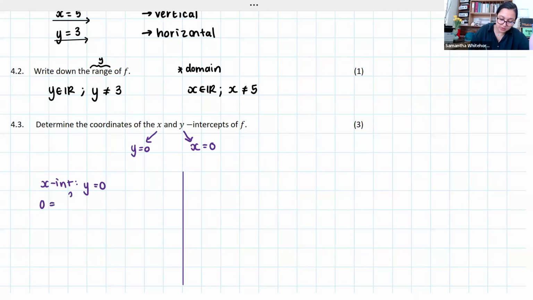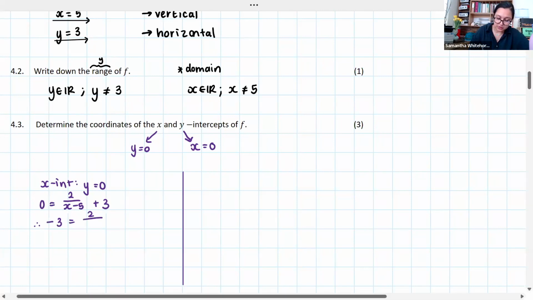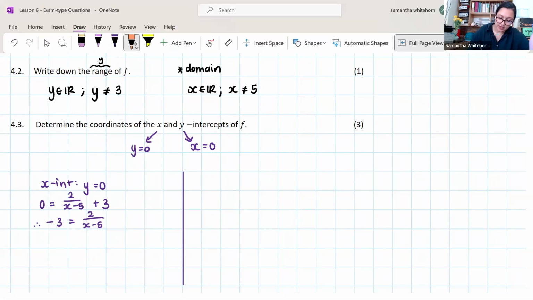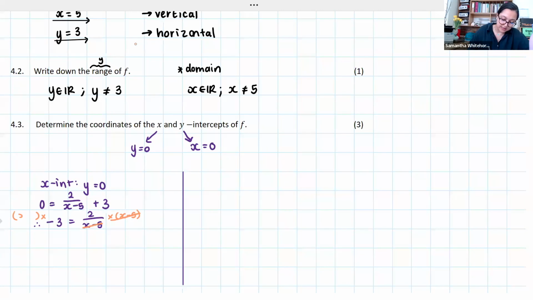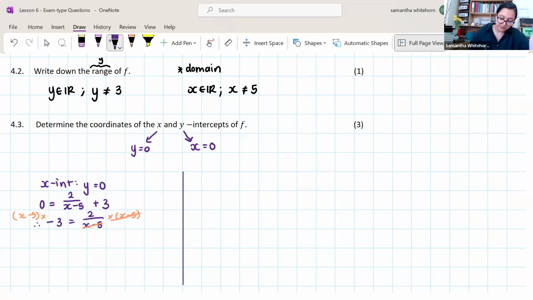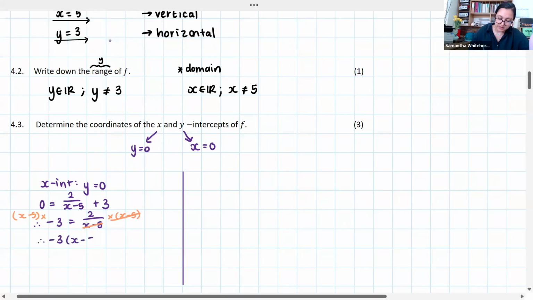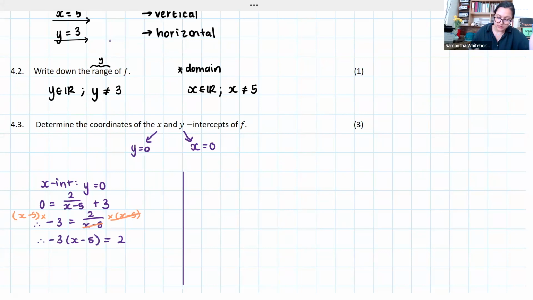So 0 is equal to 2 over x minus 5 plus 3. And now we solve our equation. How you choose to do this is up to you, but I'm going to bring the 3 over to make it negative 3 is equal to 2 over x minus 5. And then because I don't particularly want this fraction, I'm going to times both sides by x minus 5. What that's going to do is get rid of my fraction on the right-hand side, but I'm not getting rid of my variable. It's still there, it's just now on the left. So minus 3 times x minus 5 is equal to 2.